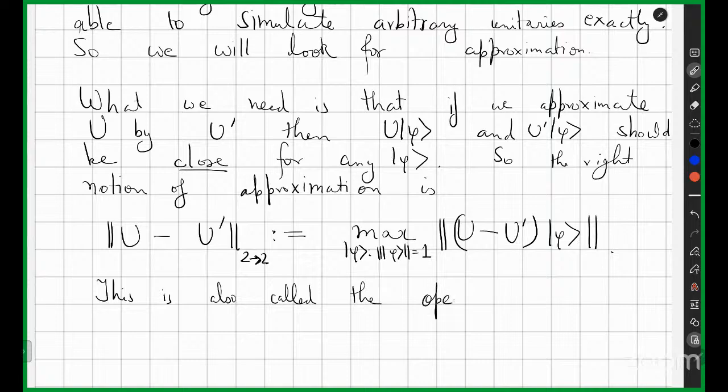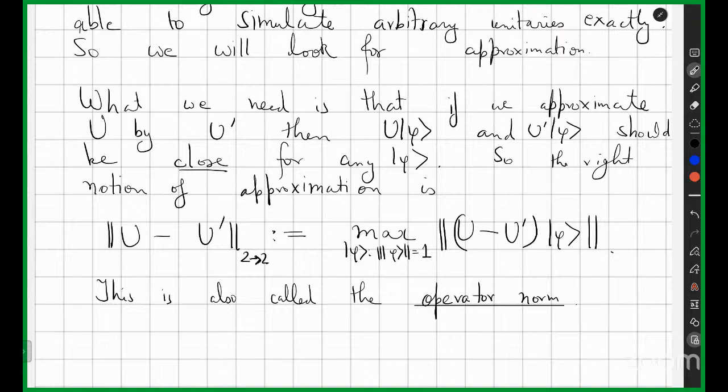And it's actually a norm, not even just a metric, not just a distance. So we'll often just drop the 2 to 2 thing. This will be the thing.